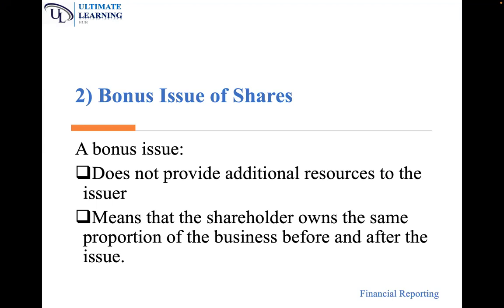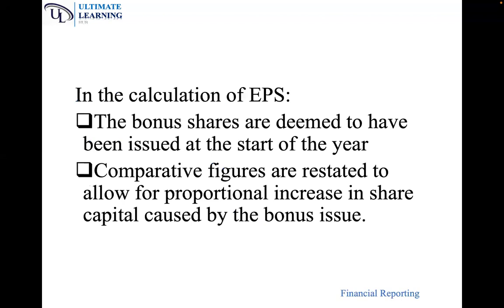Because a bonus issue is issued for free, it does not provide additional resources to the issuer. There is no cash received. This means the shareholders own the same proportion of the business before and after the issue, because we issue shares in proportion to the current shares. The take-home point is that a bonus is an issue of shares for free, so there is no new cash. In the calculation of EPS, the bonus shares are deemed to have been issued at the start of the year, and comparative figures are restated to allow a proportional increase in capital.